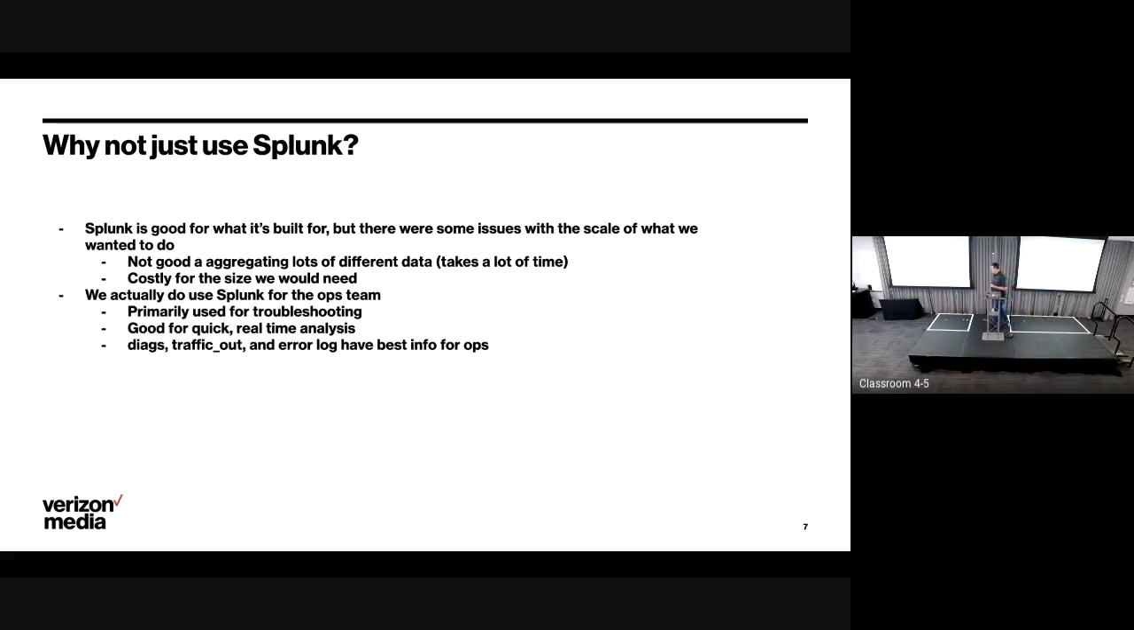I talked to them. They primarily use it for troubleshooting. It's like they said, it's good for doing their quick time analysis. What's going on in the network right now. Can I go ahead and set up a query and start generating logs?